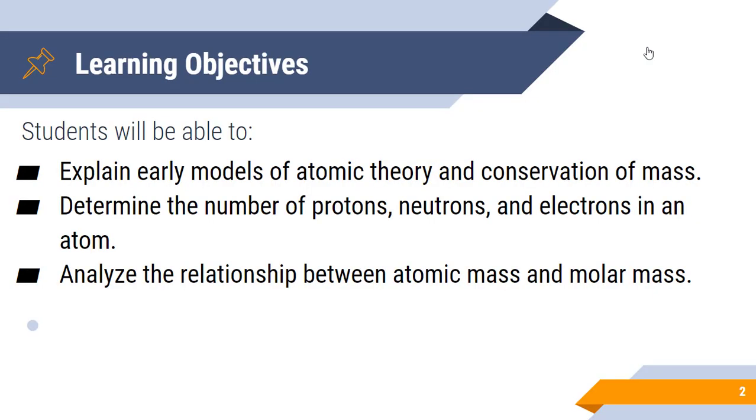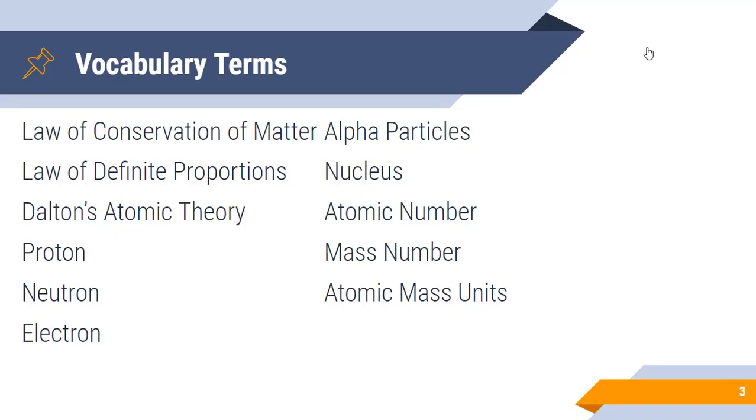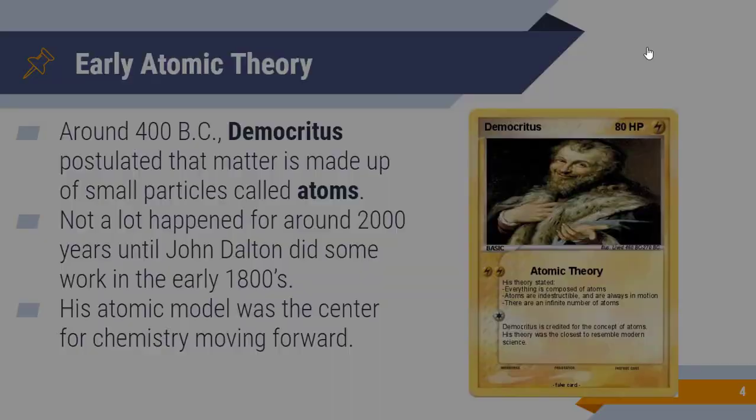So hopefully by the end of this video you will be able to explain early models of atomic theory and the conservation of mass. You'll be able to determine the number of protons, neutrons, and electrons in an atom, and also be able to analyze the relationship between atomic mass and molar mass. We got quite a few vocabulary terms here to make sure that we take care of. That includes the law of conservation of matter, law of definite proportions, Dalton's atomic theory, proton, neutron, electron, alpha particles, nucleus, atomic number, and atomic mass units.